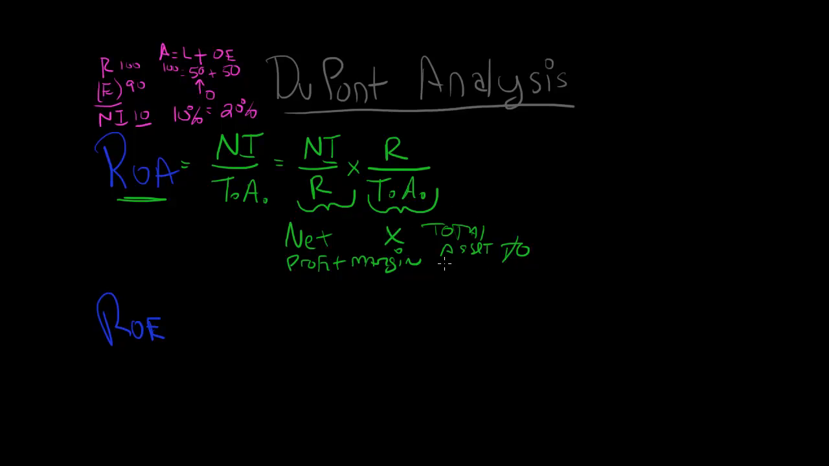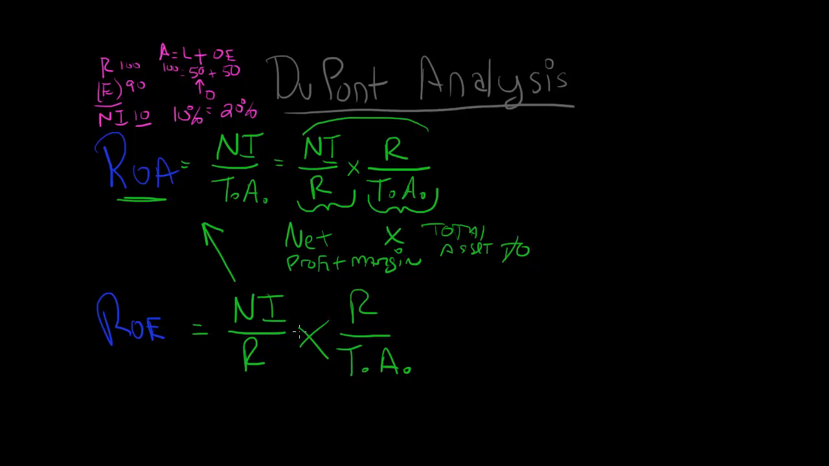Now let's look at ROE. I'm going to use the same numbers right up here. I'm going to say net income divided by revenues, which again is your net profit margin. And I'm going to multiply it by your revenues divided by your total assets, which again is your total asset turnover. That would give me ROA. Now, as I mentioned before, ROA and ROE would only be the same or equal if the company has no liabilities. As long as the company has liabilities, ROE is going to be a little higher.